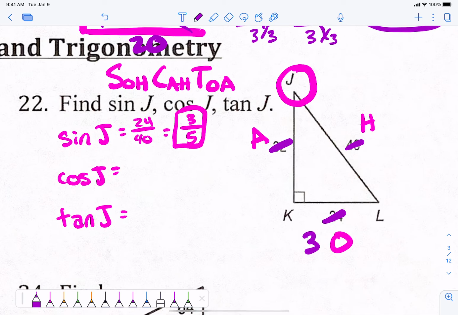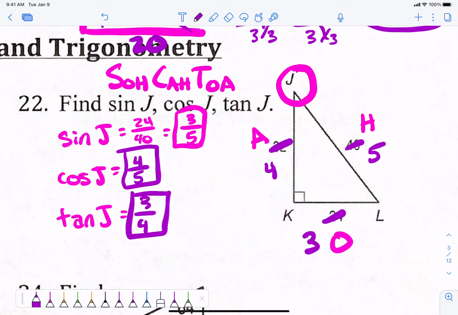So this guy is 3, this guy is 4, this guy is 5. It's a 3, 4, 5. You're exactly right. Cosine, adjacent over hypotenuse: 4 over 5. Tangent, opposite over adjacent: 3 over 4. There you go. So it's reducing once versus reducing 3 times, right?